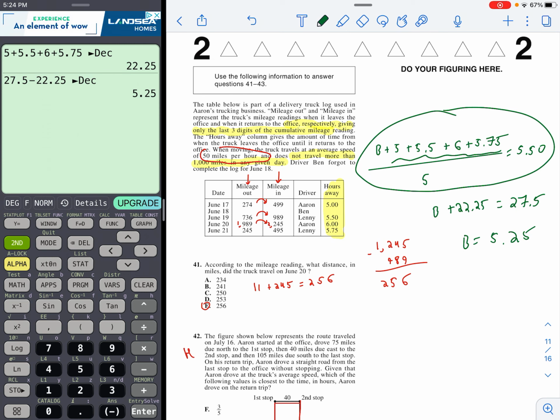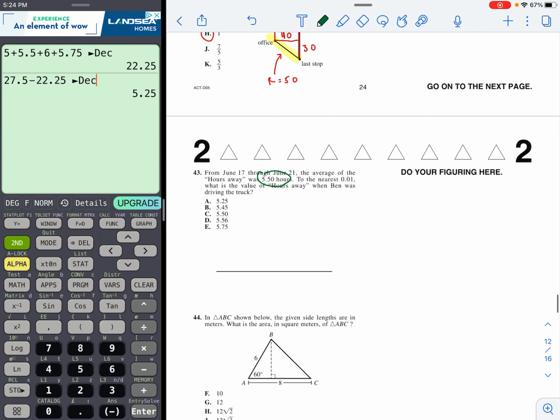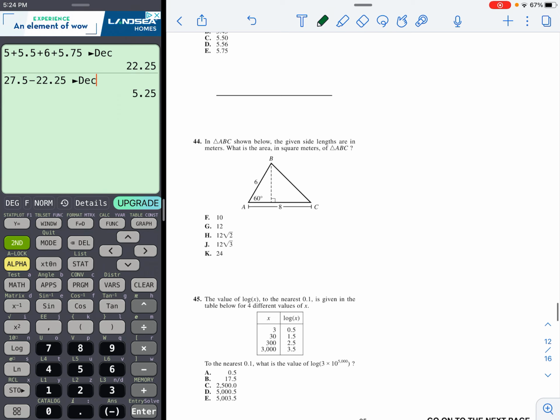Very common problem, missing in an average. Basically, you take the known average, you multiply by the number of terms you'll be adding up, and then you subtract all the ones you know, and that'll tell you what the one that you have left must have been. We get here 5.25. That was one of the harder ones here in terms of time it takes. Number 44, triangle ABC shown below.